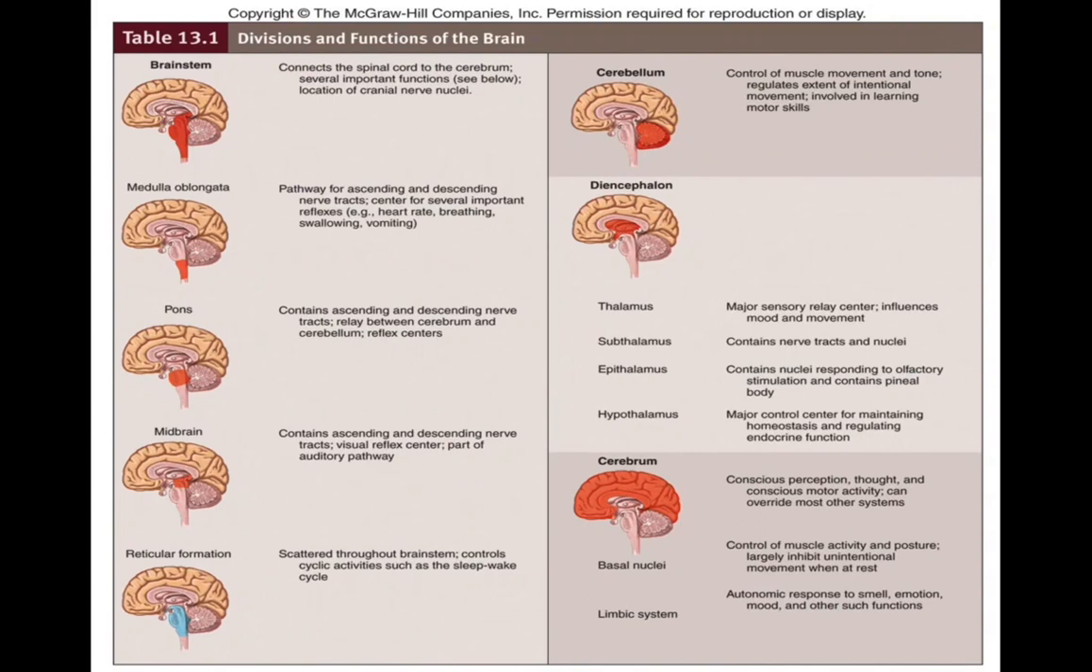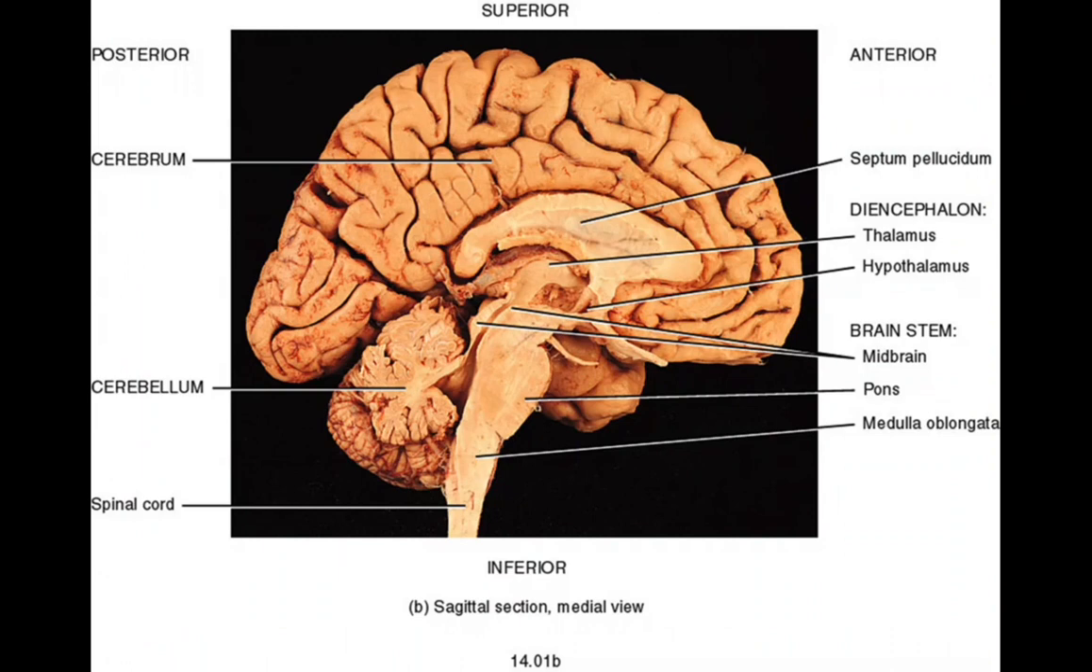So this is just another picture here or another chart showing divisions of the brain. Some of the things in the notes here are a little bit repetitive, but the idea is you pick which one is really clicking with you for your learning style to look at it. So this is a photograph of an actual human brain, a sagittal section, viewing it from the medial side.